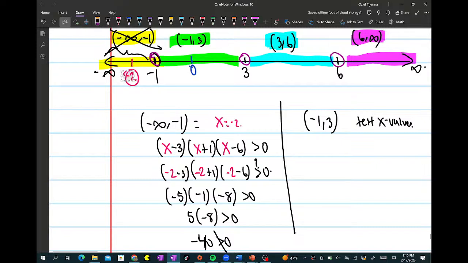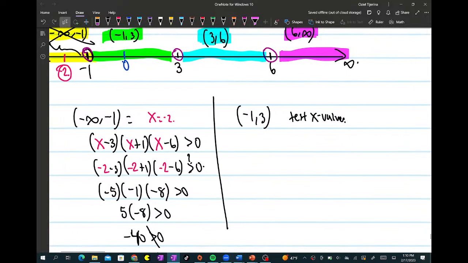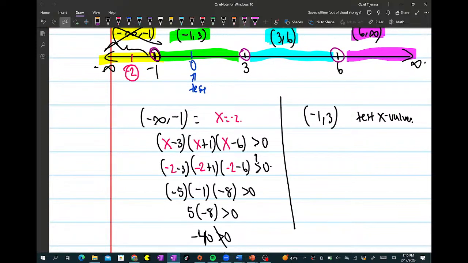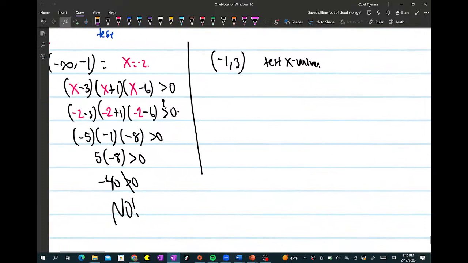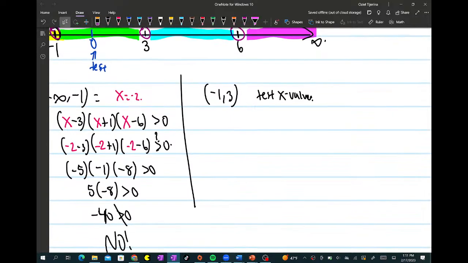Like this, right? And then I'm going to pick x equals 0 right here, so I'm going to label that right here. So this is a test x value, right? And this one is a test x value. So from negative 1 to 3, we have x equals 0.